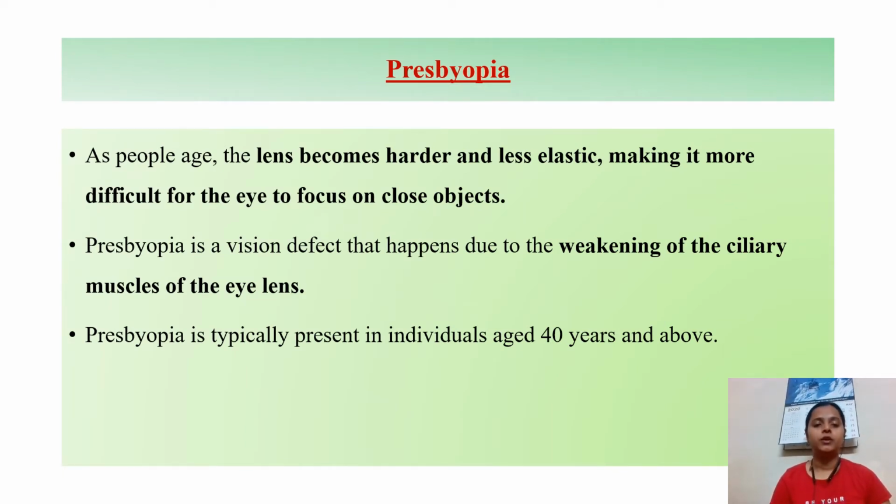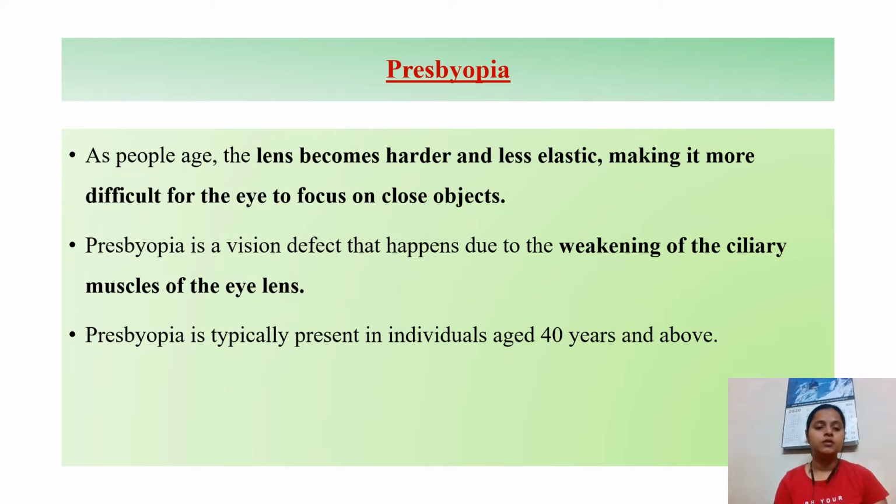So what is presbyopia? As people age, as people become older, the lens becomes harder and less elastic. Our eye lens becomes harder and less elastic, making it more difficult for the eye to focus on close objects. It makes it very difficult for the eye to focus on close objects and farther objects, because of the less elasticity. So presbyopia is a vision defect.